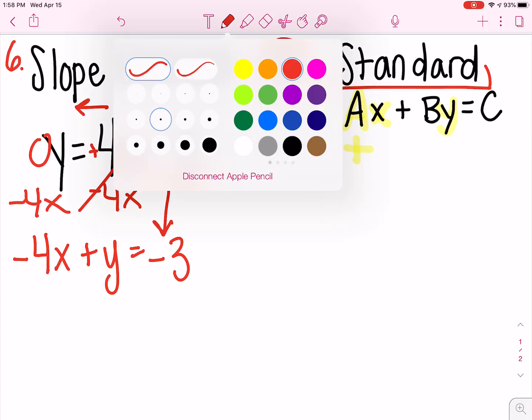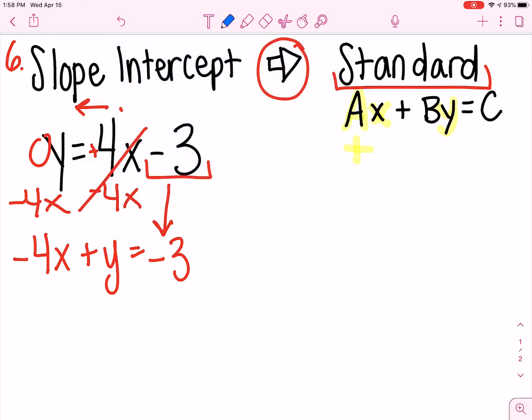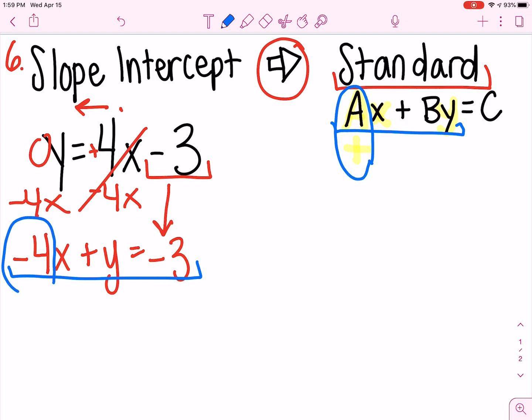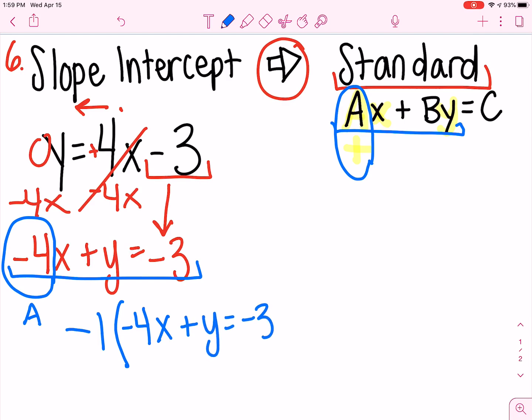Now, my next step I'm going to do in blue. I have this equation here, and I'm going to look. X and y are on the same side. That was the first thing I needed to do. But I need to look, is that number in front of the x positive? The number in front of the x, this is my a. Right now it's a negative 4. That is not positive. So I need to take everything and multiply it by a negative 1. So I'm putting a negative 1 in parentheses, and I'm just rewriting my whole equation here.